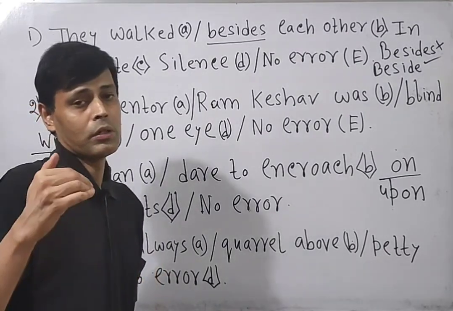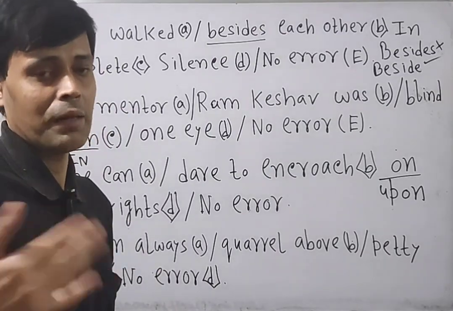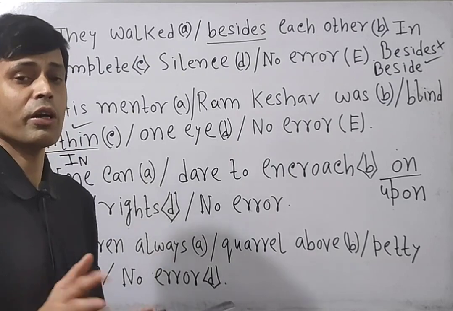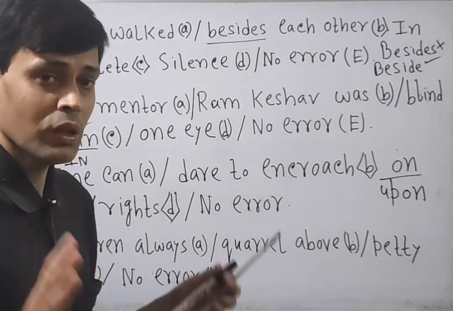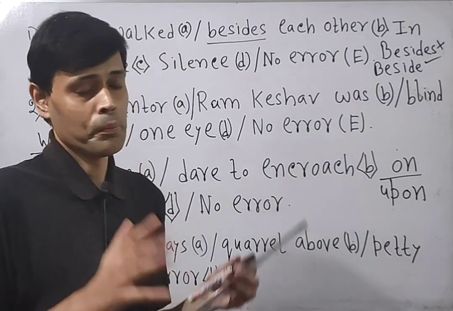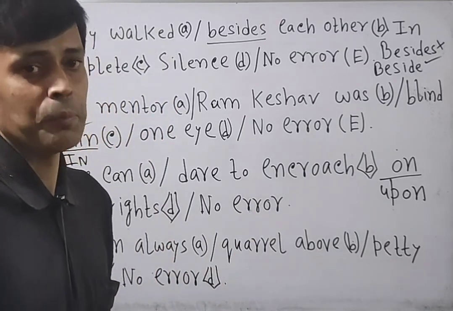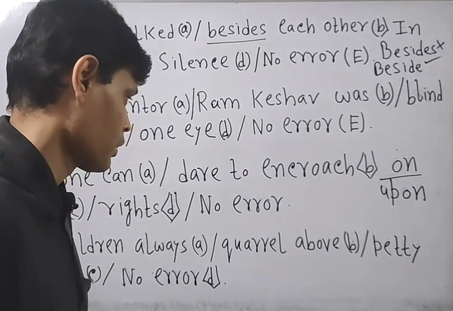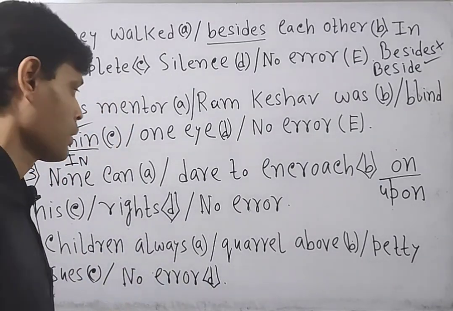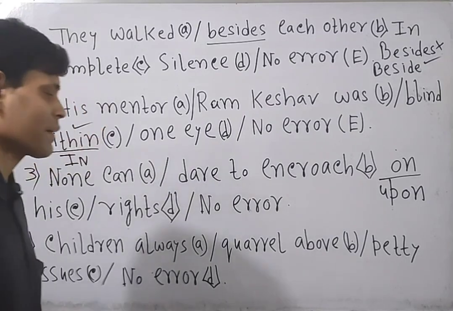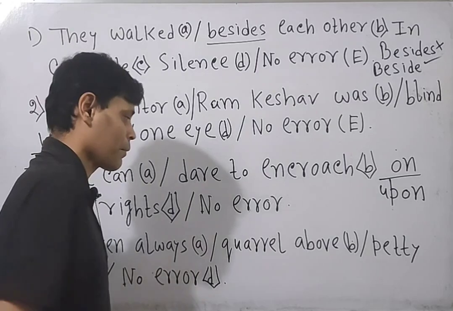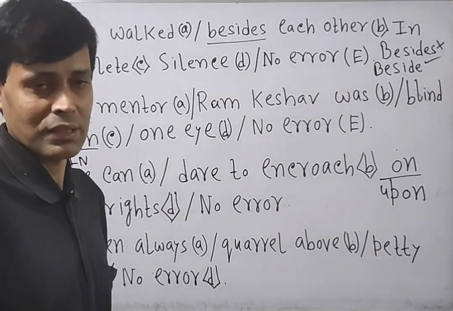But in case of quarrel, thereafter generally the preposition over or on or about or for can be used. All these 4 prepositions can be used, but the most effective preposition is over. So no question of selecting above. Petty issues, petty matters, it is not a mistake at all. So instead of above, over is the perfect answer.